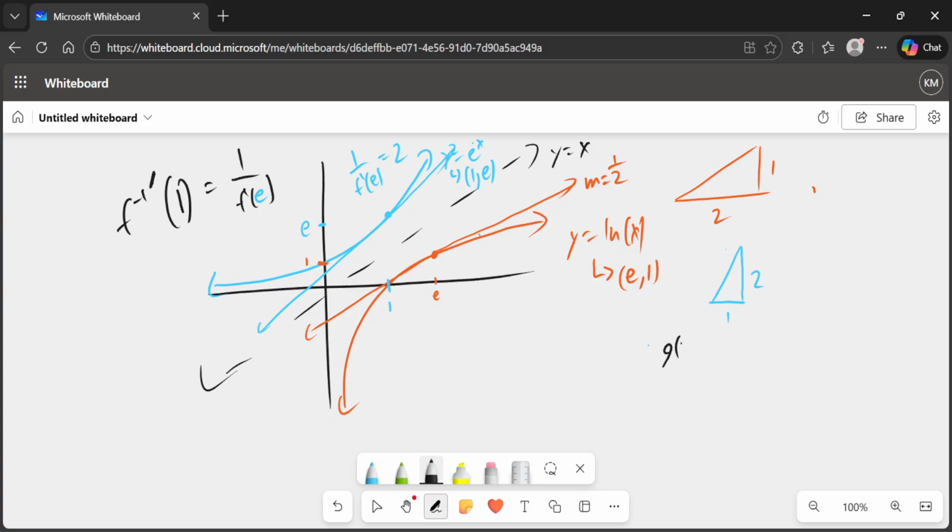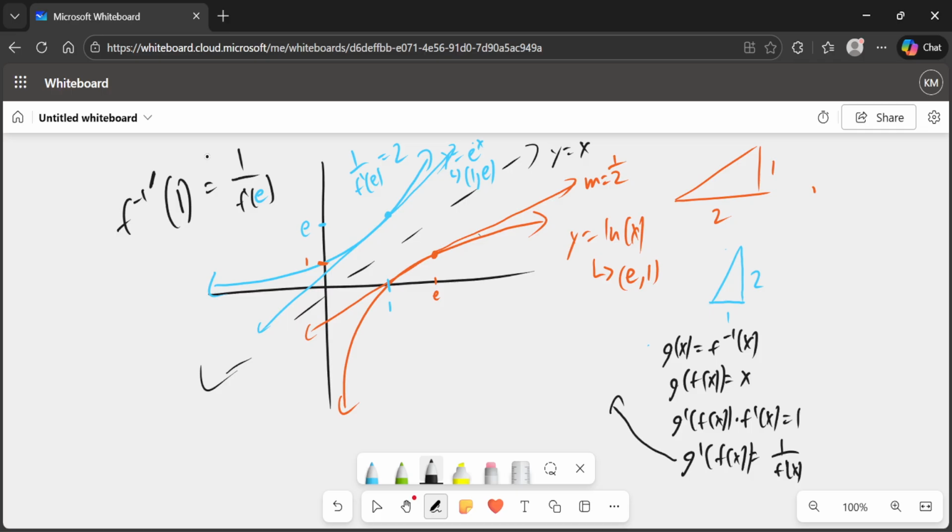If g of x equals f inverse of x, then g of f of x is equal to x. So g prime of f of x times f prime of x equals 1. So g prime of f of x equals 1 over f prime of x. So when it asks for f inverse, if you want me to remove the g, how it would look is f inverse prime of f of x.